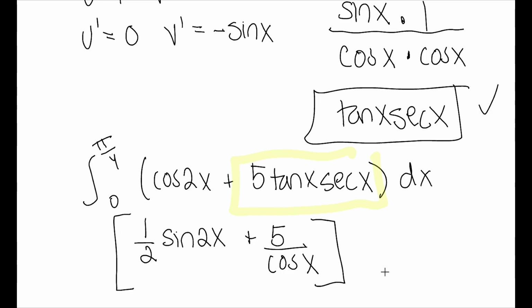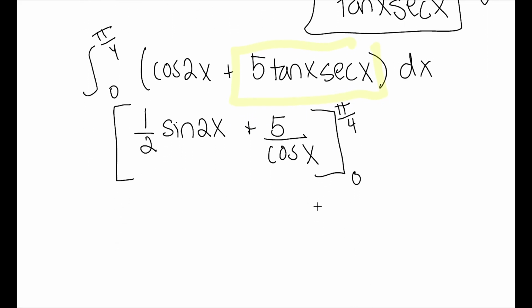So this is the integral, and we have to plug in 0 and pi over 4. Sine of 2 times pi over 4 is sine of pi over 2.